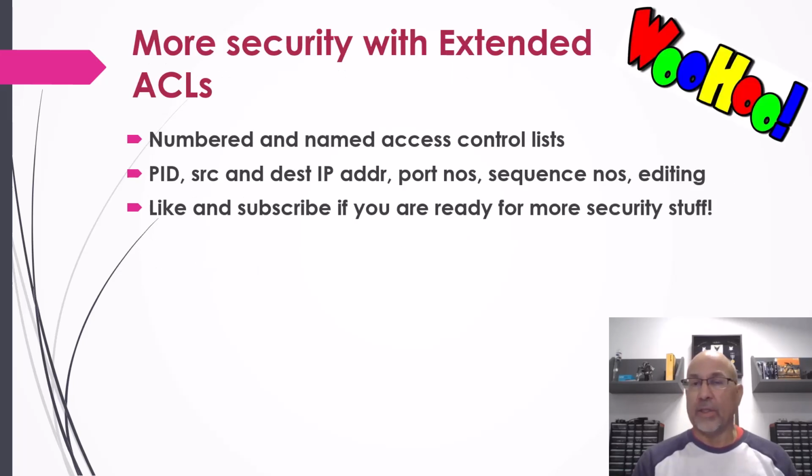All right, this has been more security, but with extended ACLs this time. Remember that we did both numbered and named extended access lists. The big fields involved in extended ACLs: protocol ID, source and destination IP address, port numbers, sequence numbers, and those sequence numbers give us some much easier editing rules.